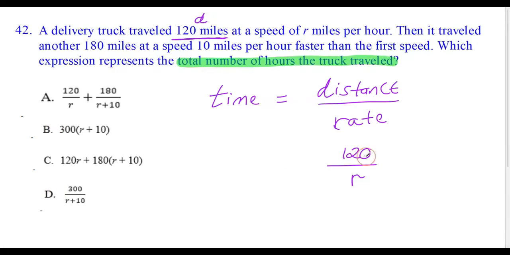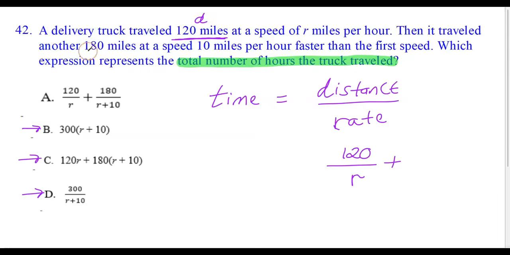No. B, C, and D do not contain a 120 divided by r. So more than likely, I can eliminate B, C, D. I circle A and move on. But let's be sure here. I want to double check something. We want the total time, right? Total implies addition. So I'm going to add on to this the second part of what the truck did.